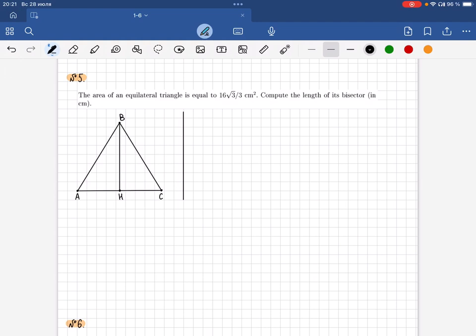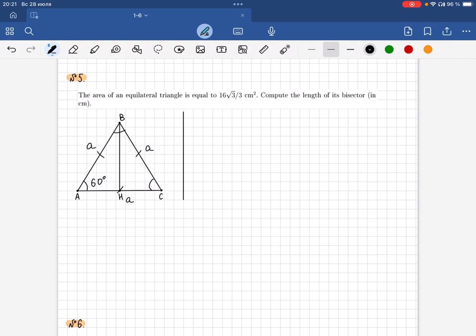So the first one is obvious: the length of all sides is the same. Let's say that it's some number A. The next one is that the angles between each two sides are also the same. This is 60 degrees. This one is also 60 degrees, and this angle is also 60 degrees.